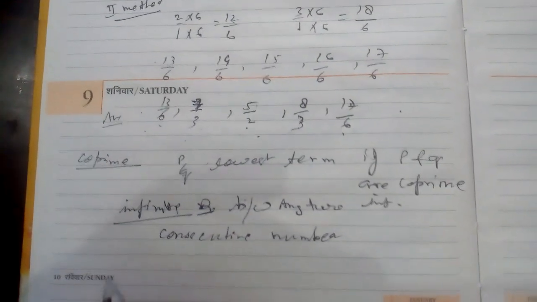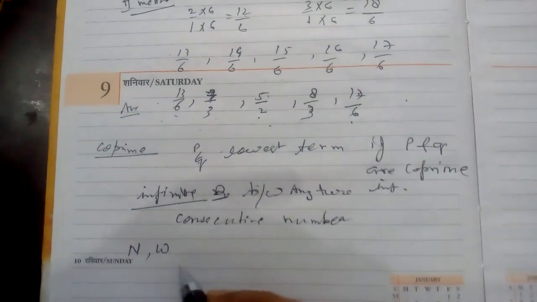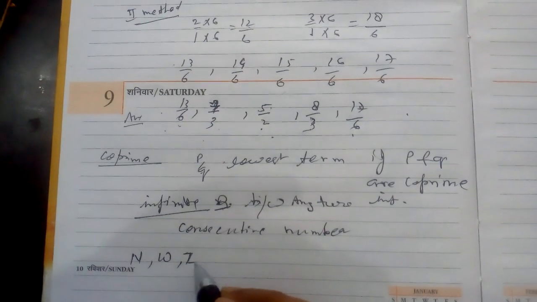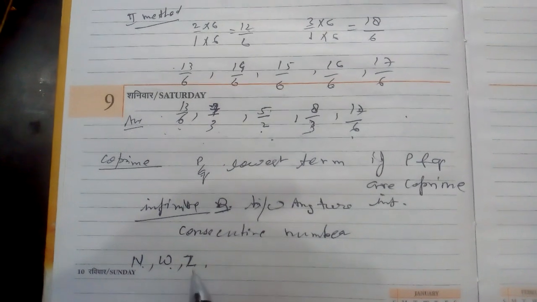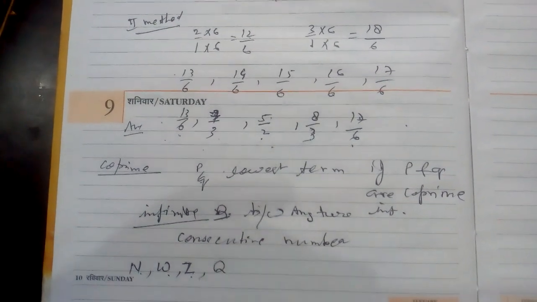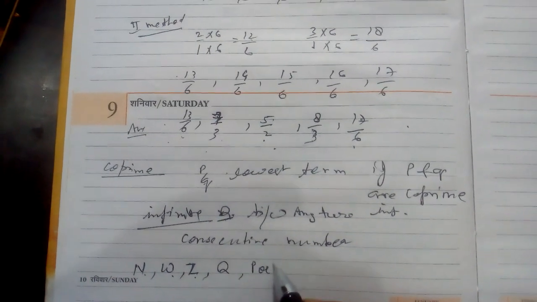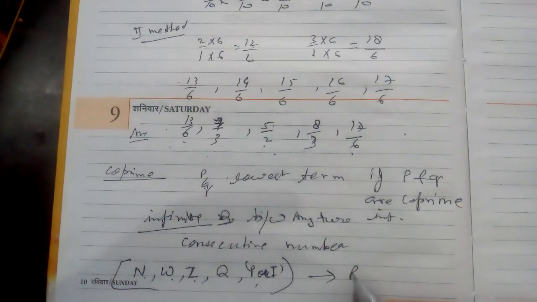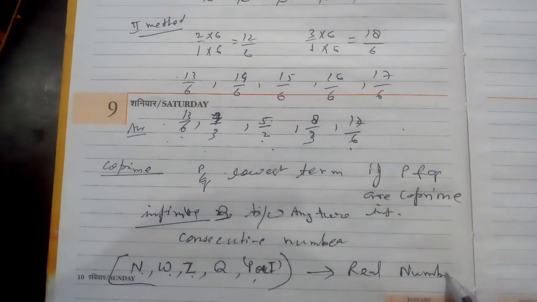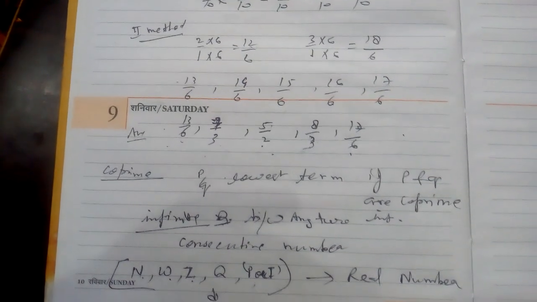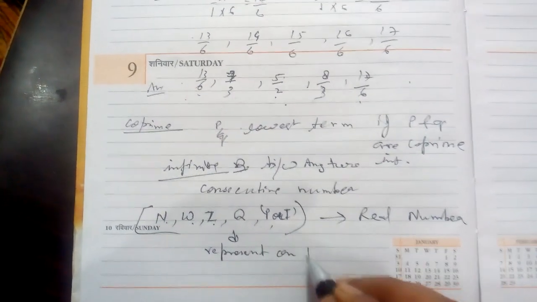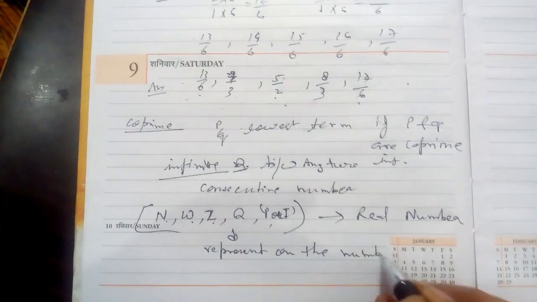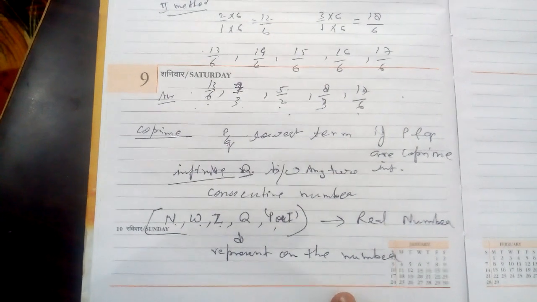That's why the set of numbers: natural numbers, whole numbers, integers indicated by Z, then rational numbers, then irrational numbers, which I told you yesterday, all together are known as real numbers. They can all be represented on the number line. The methods are different, but we will discuss that afterwards. Here you know that all can be represented on the number line.